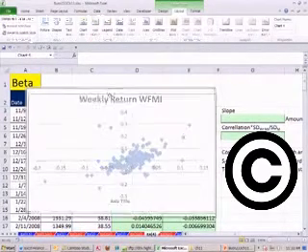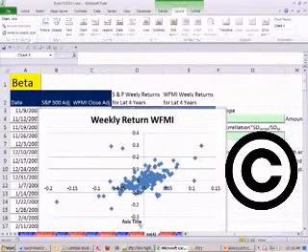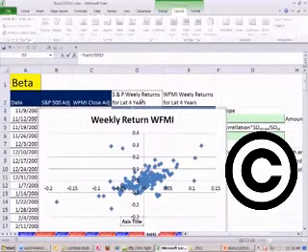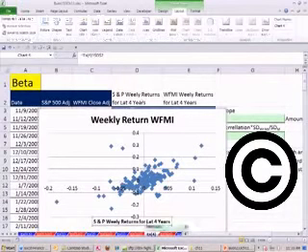Now, actually, we need to move this. I've already typed out some titles here. When you click on this and you see the outline box, you can immediately come up to the formula bar, click, type equals, and then click on our label. This is the S&P Weekly Returns. Enter. So we have our label right there.